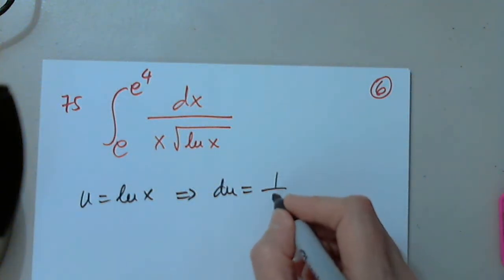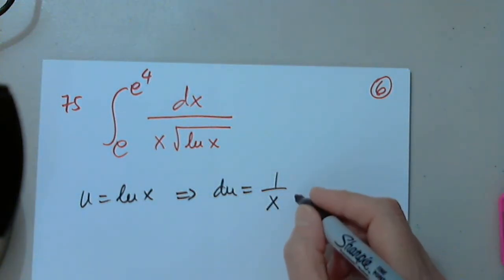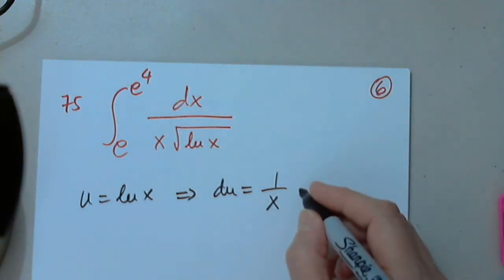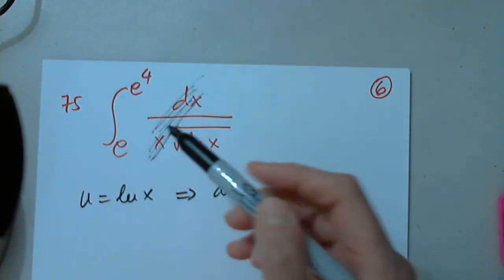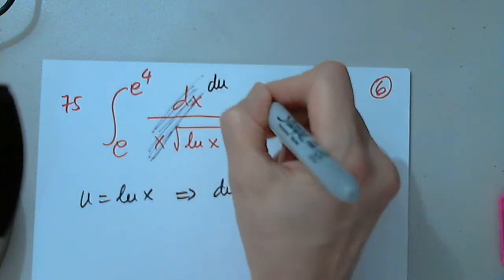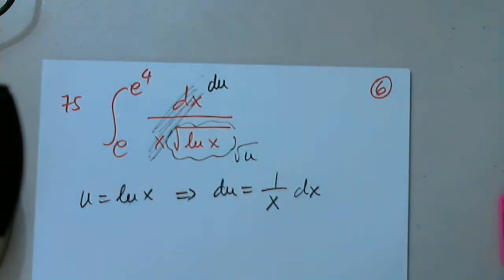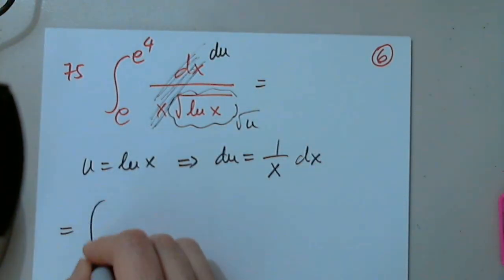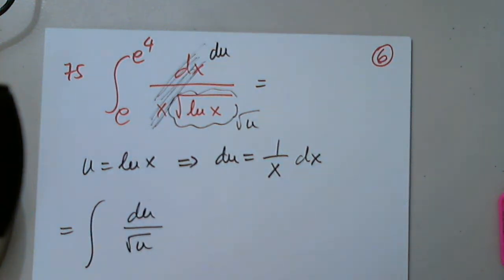1 over x. Careful, it cannot be 1 over x. It's the differential of u, not the derivative of u. Oh, dx. Excellent. Awesome. That's the u. And this will be the square root of u. Perfect. So the integral from du over the square root of u.